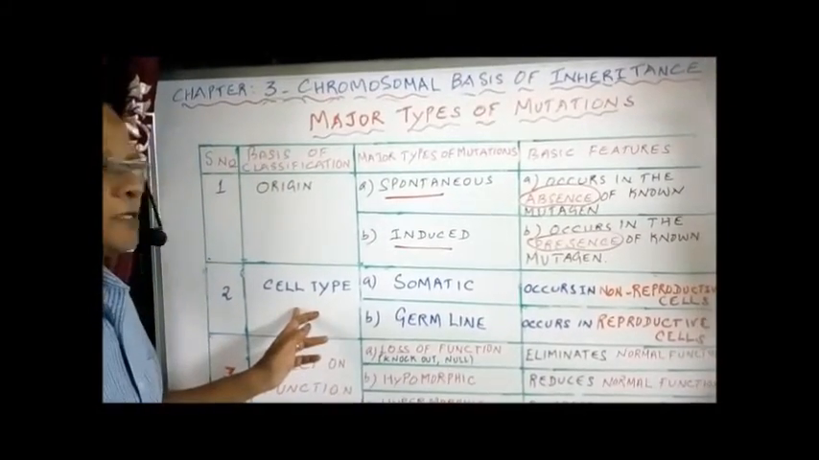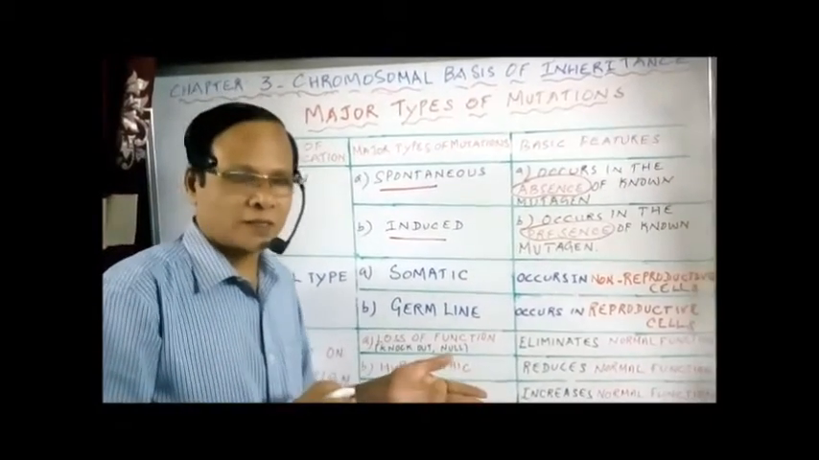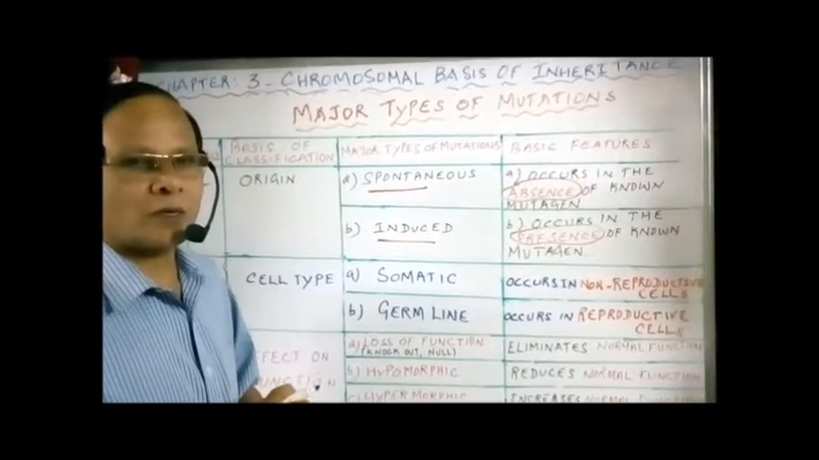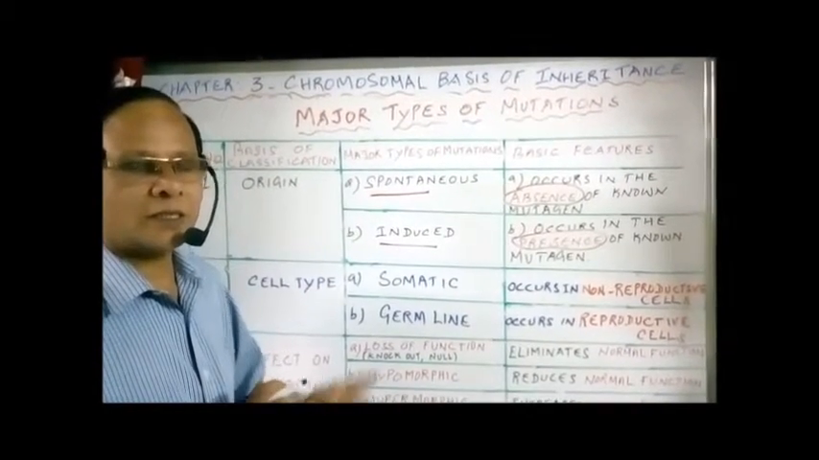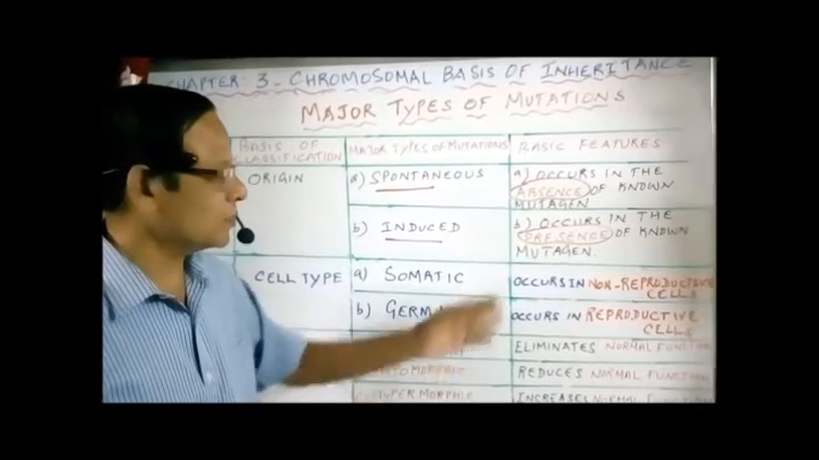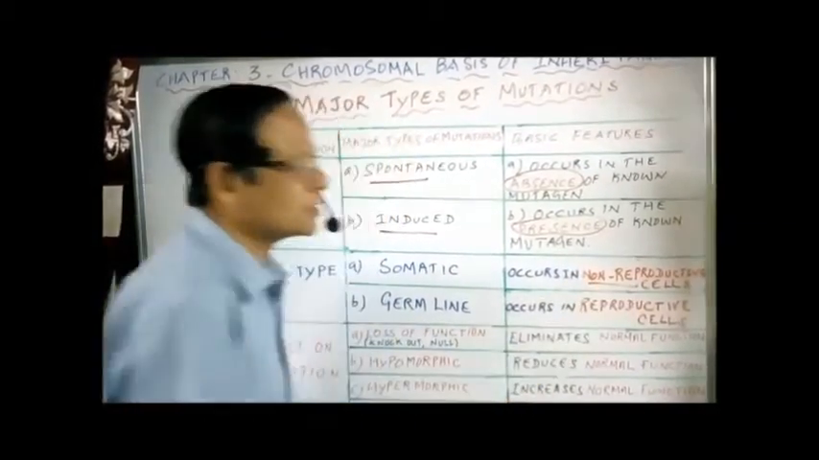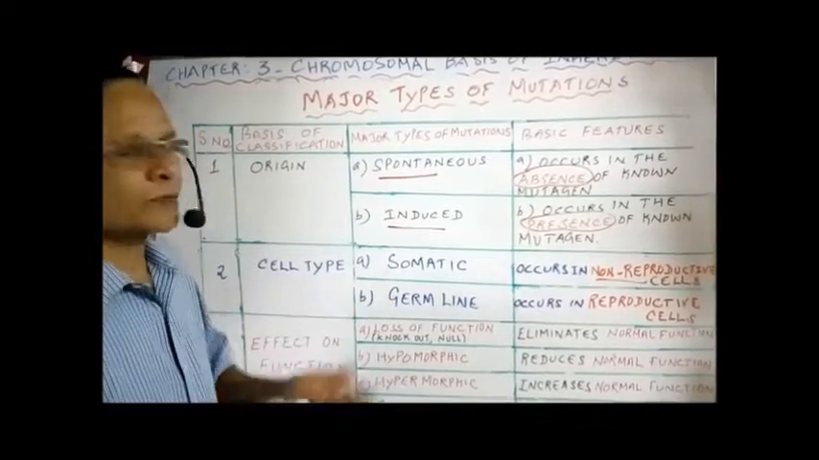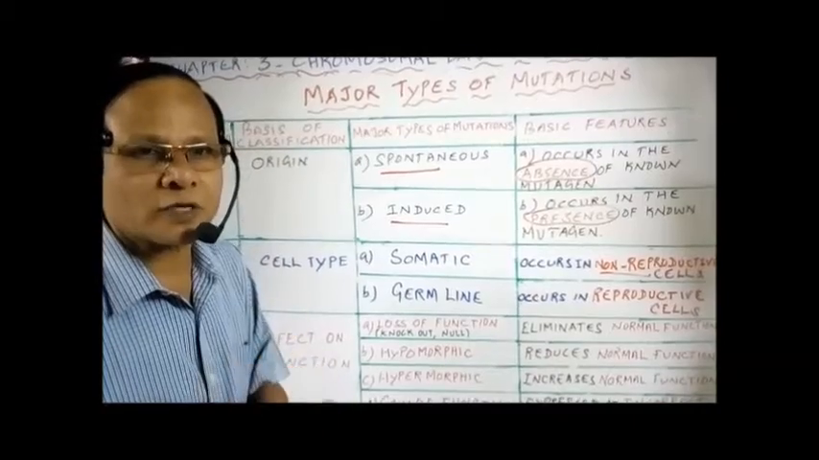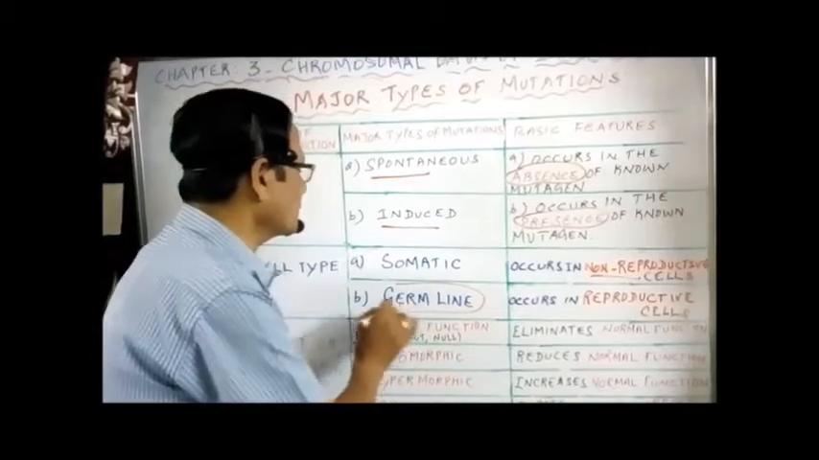Now the second type is based on the cell in which the mutations occur. Some mutations occur in somatic cells. They are called somatic mutations, or we can say they occur in non-reproductive cells, the body cells. If mutations occur in the body cells or non-reproductive cells, then it's called somatic mutation. On the other hand, if the mutations occur in the germ cells or in the reproductive cells, for example sperm and egg, then it's called germ-line mutation.